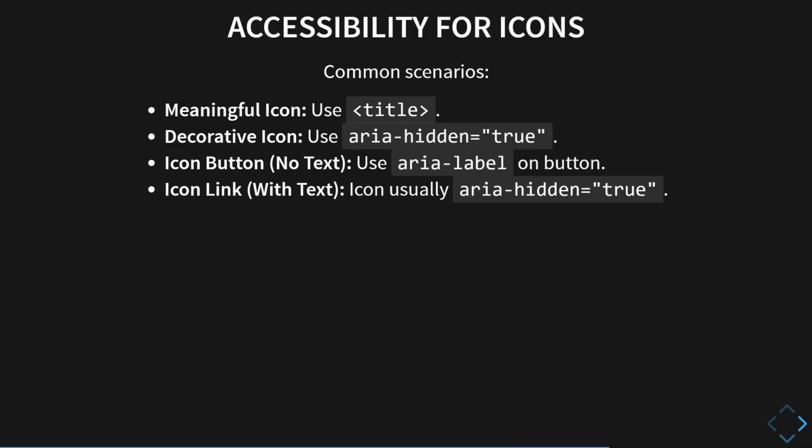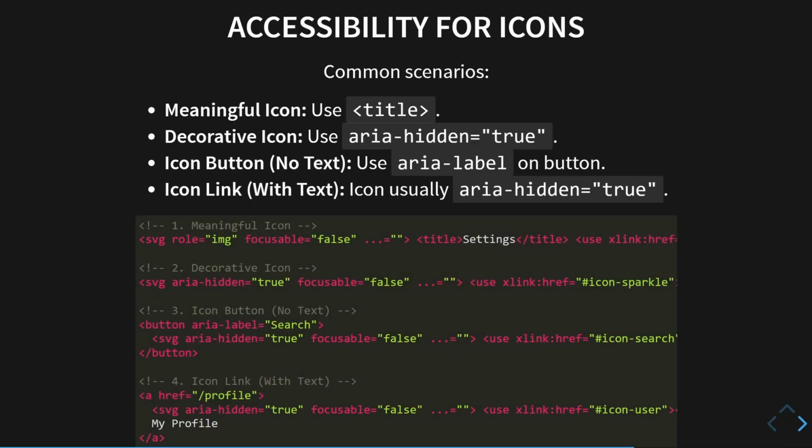Icons are a very common use case for SVGs. How do we make them accessible? For meaningful icons, use title and role="img". For decorative icons, use aria-hidden="true". For an icon-only button or link, use aria-hidden on the icon, but the button or link needs an aria-label. For icons with text, use the icon, usually aria-hidden, and the text provides context. And always test.